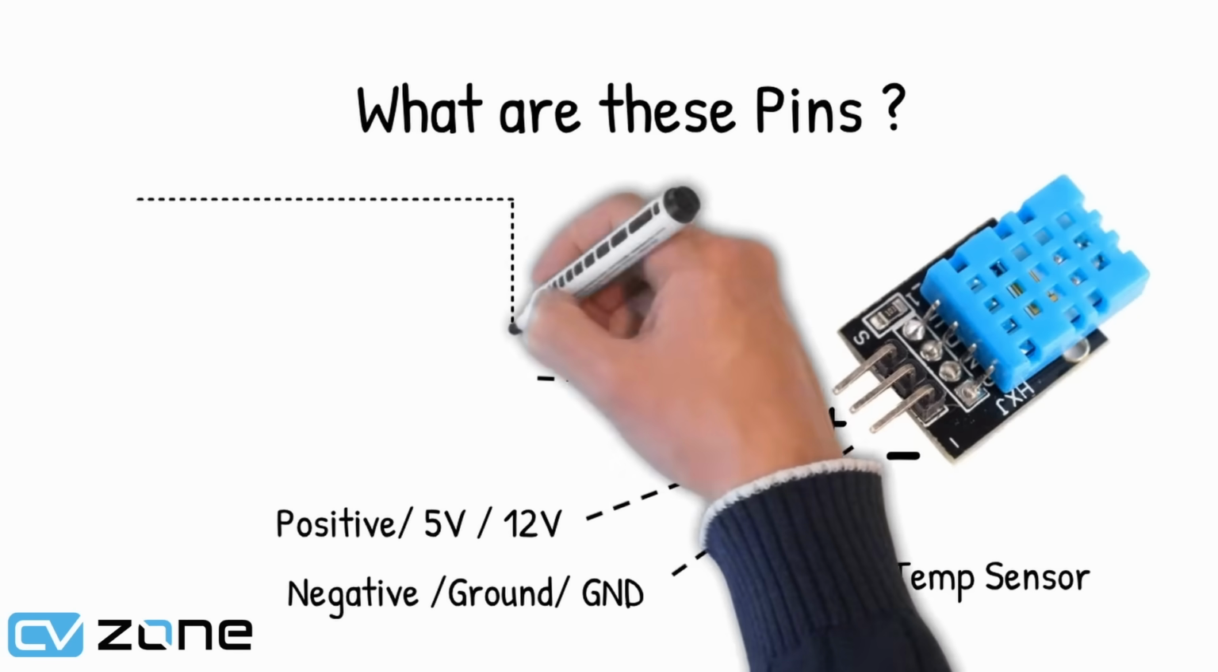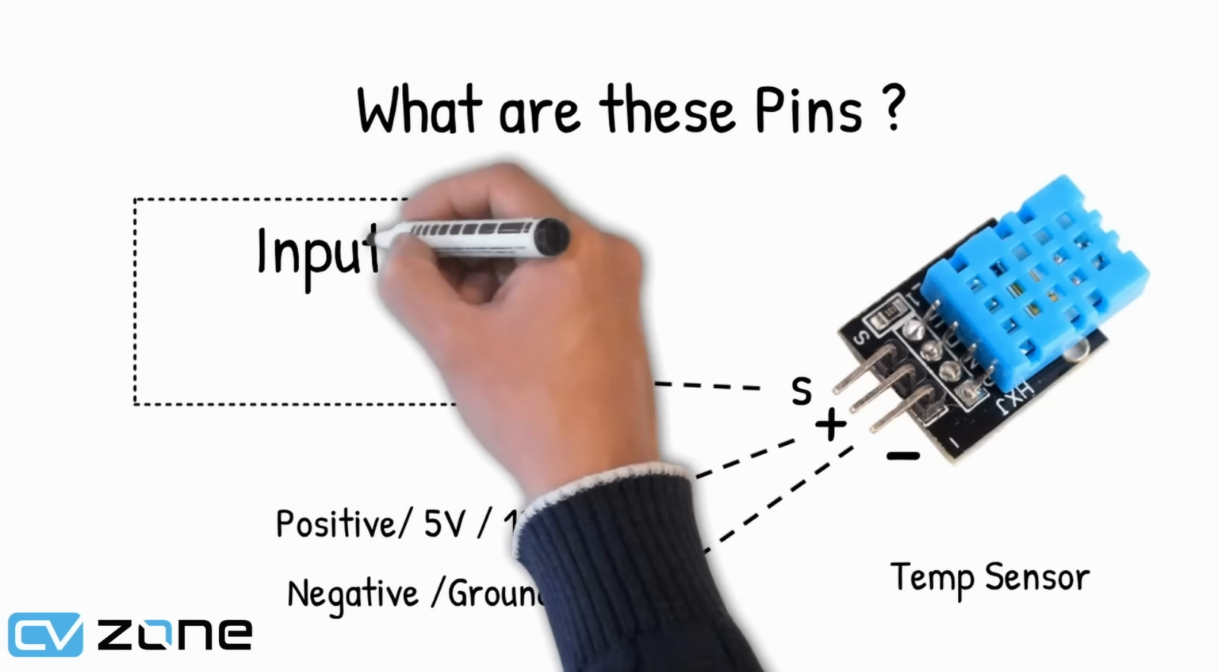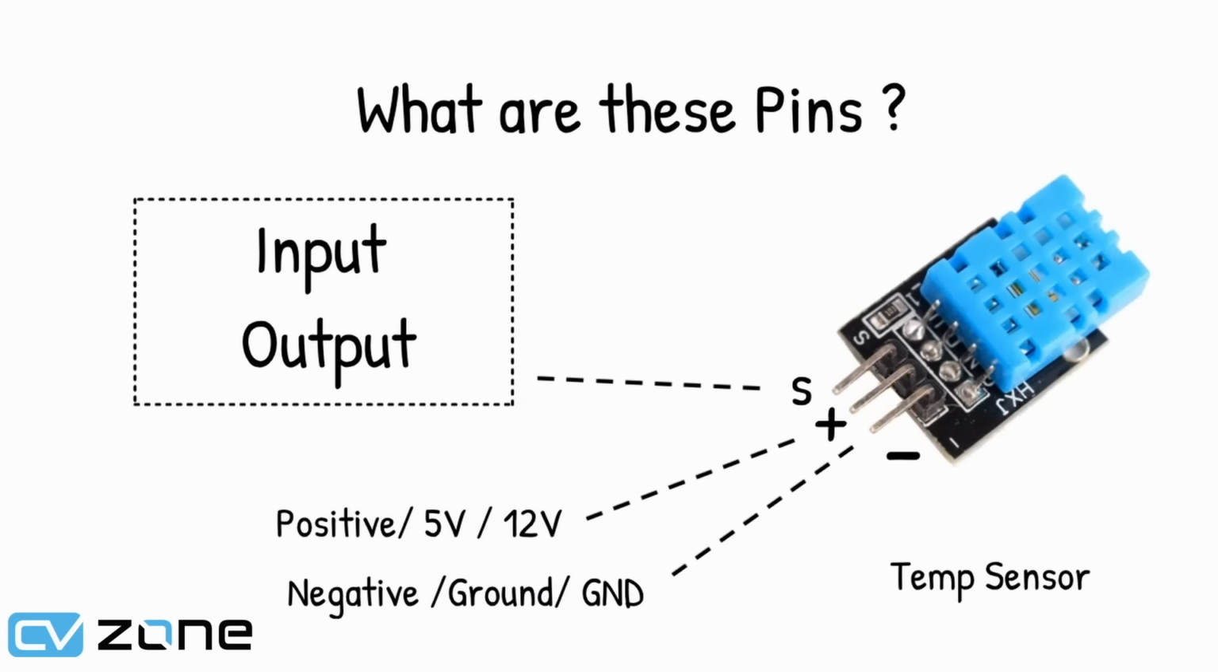Now, depending on the sensor or device, it can be input or output. In this example, we are getting values from the temperature sensor, therefore it is an input to the microcontroller. In other examples, such as a buzzer, the signal would be an output.